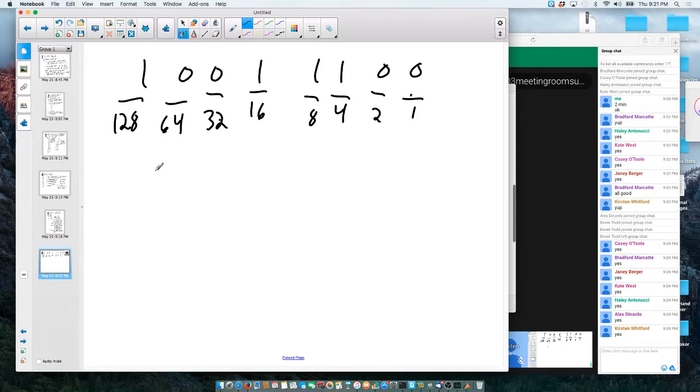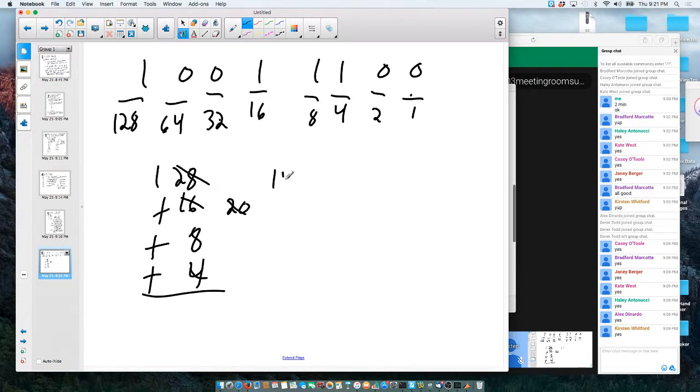So all of the positions that have a 1 are those. The 128, the 16, the 8, and the 4 all have 1s. And if you add those together, I start looking for ways to make common things that end in 0. So 16 plus 4 is 20. 128 plus 20 is 148. 148 plus 8 is 156. Okay. So you see how I did that?